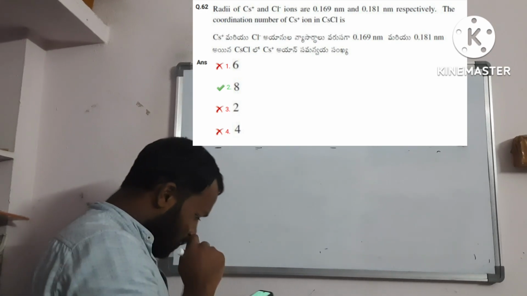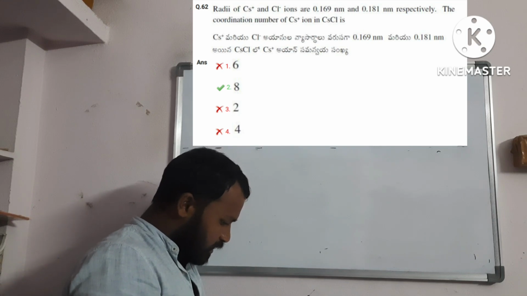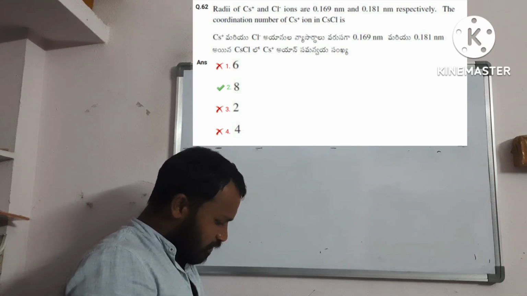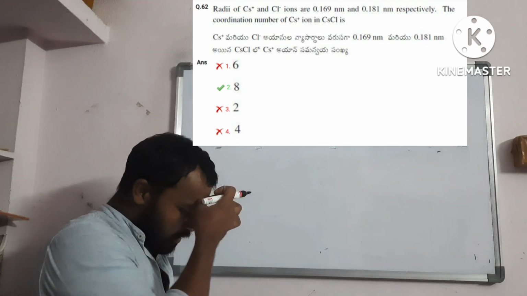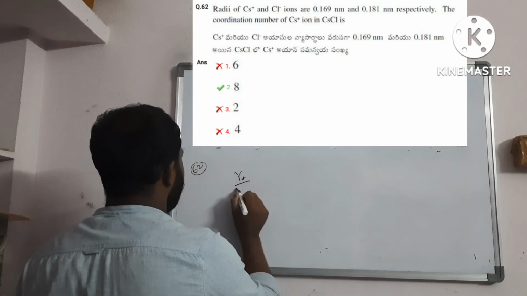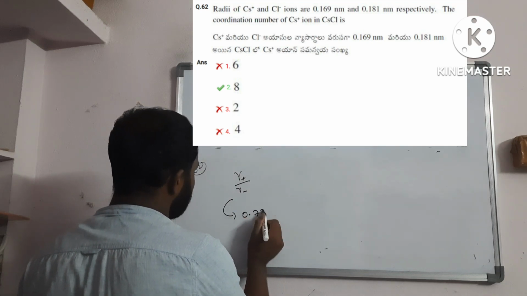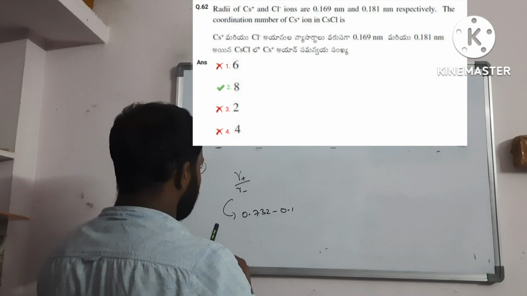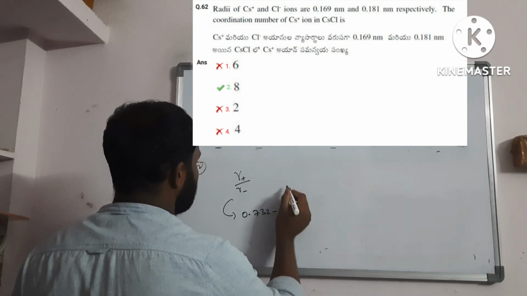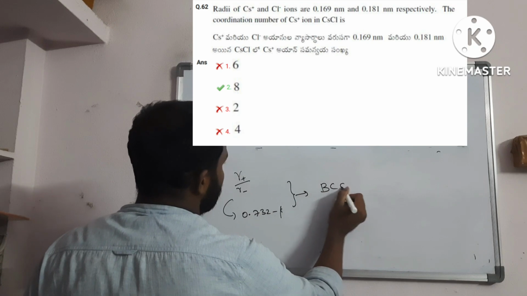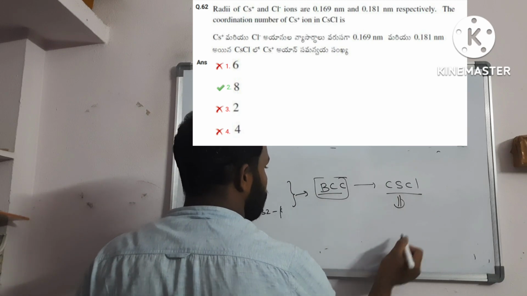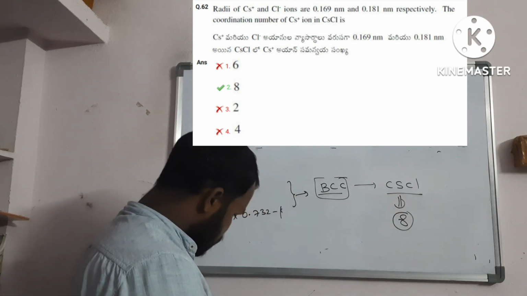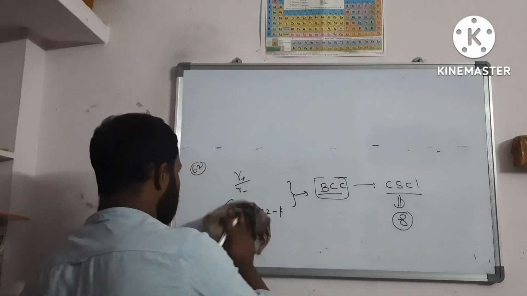This is also from the solid state. Radii of Cs+ and Cl- ions are 0.169 and 0.181 nanometers. The coordination number of Cs+ ion in cesium chloride. Generally, r+ by r-, the value is 0.732 to 1. So we are saying that it is a BCC structure. For BCC structure, the best example is cesium chloride. So the coordination number of cesium chloride is 8. This is basic, we already know that.